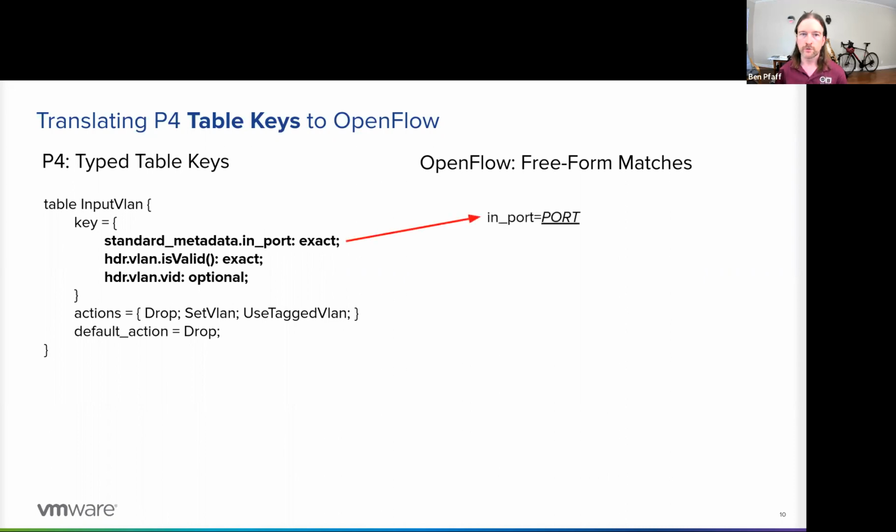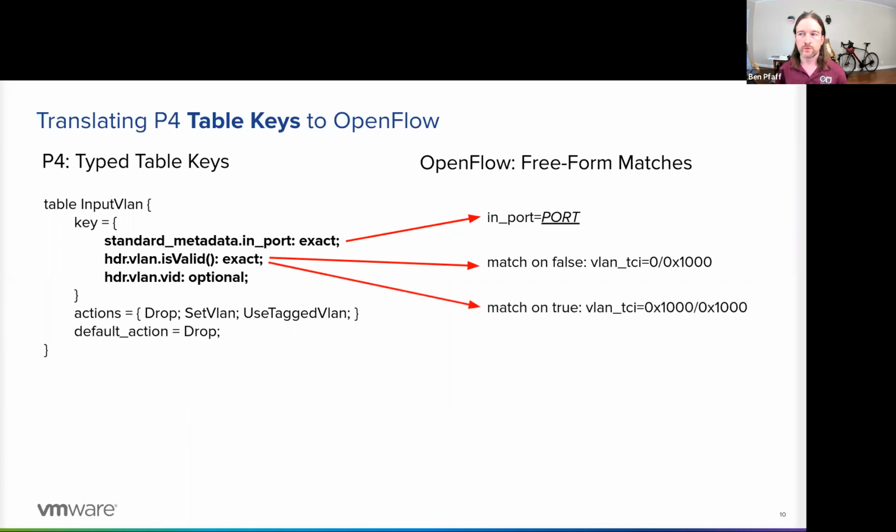So the first line defines an exact match on the input port. OfP4 can translate this directly into an OpenFlow match on in_port. The second line is a bit more complicated. This one says that a flow in this table matches on whether the packet has a VLAN header. OfP4 translates this differently based on the value inserted into the table. If a flow in the table says to match on false, meaning to match a packet without a VLAN header, then OfP4 translates this into an equivalent OpenFlow match.